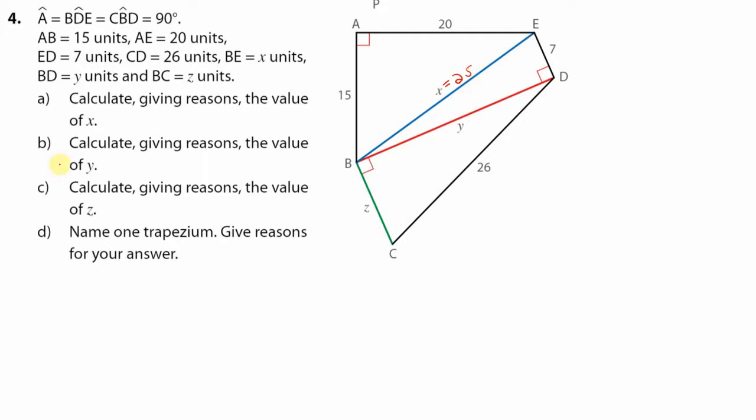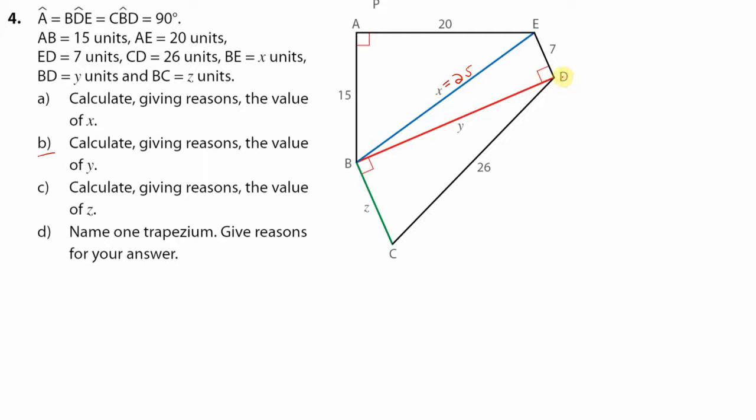Okay, so now that we have tackled A, let's focus on B. Now we need the value of y. But now since we found the value of x, that makes it easy to use triangle EBD. Because we have x is 25, we have this value of 7, so y is the only missing one in terms of the side lengths of that triangle. And we have a 90-degree angle, so we can again apply Pythagoras.